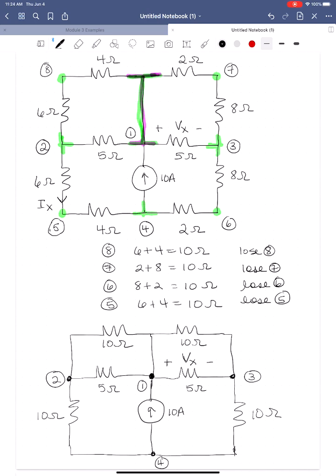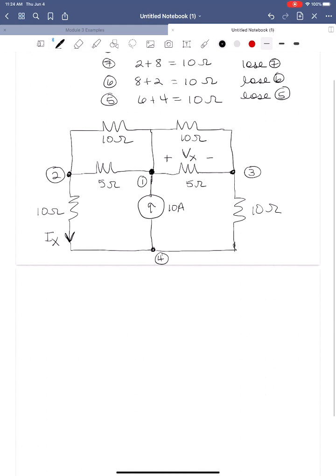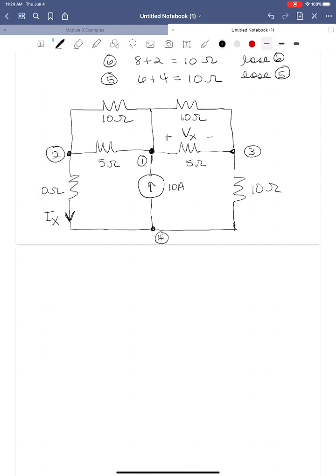Okay, now let's look at where Ix is. Ix was the current that flows through the 6 and the 4 ohm resistor. Remember, when we combine elements in series, we preserve the current information because they see the same current. So we can still label Ix on this circuit as well. Okay, now we're ready for the next step of this simplification.